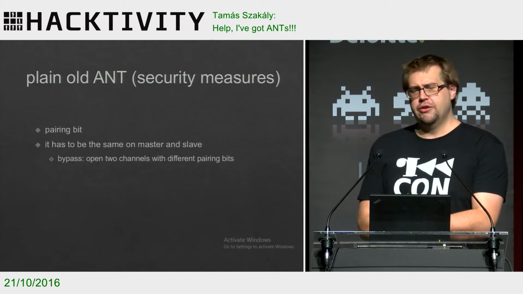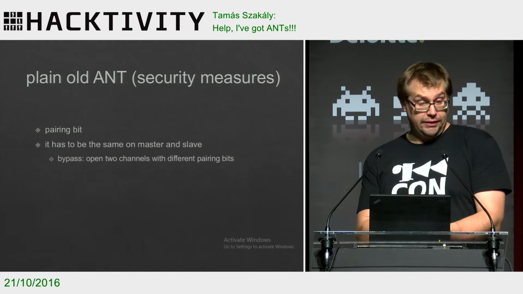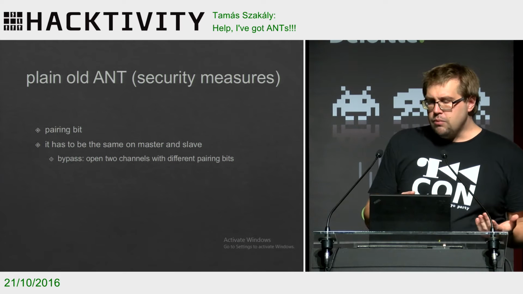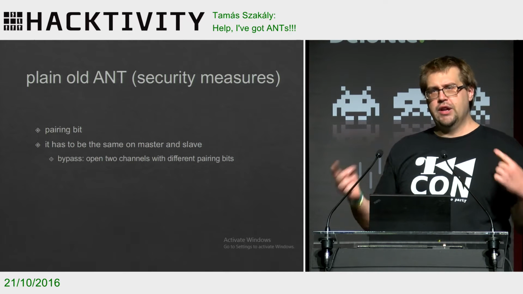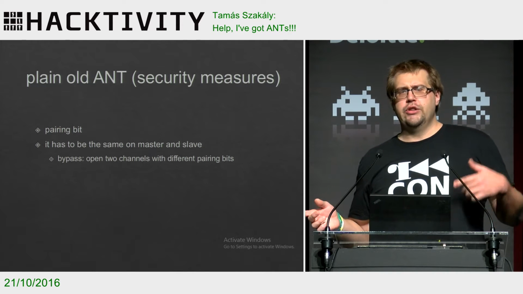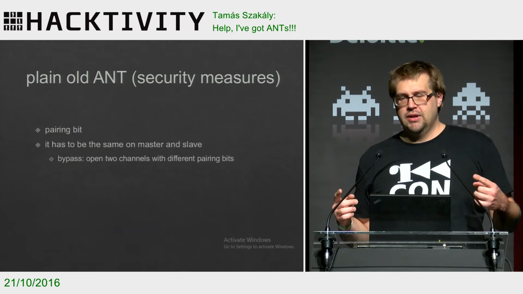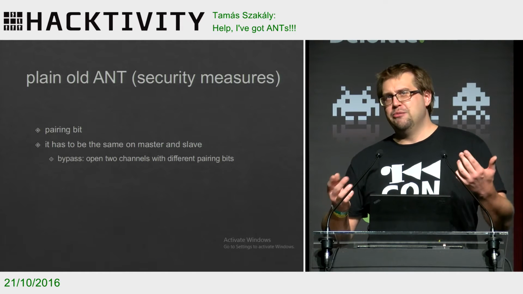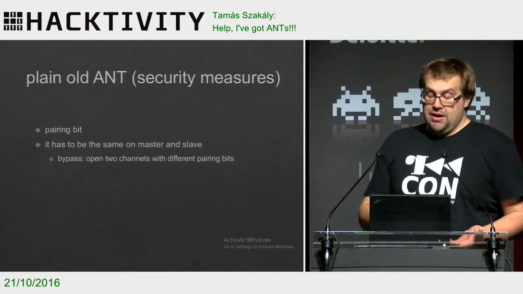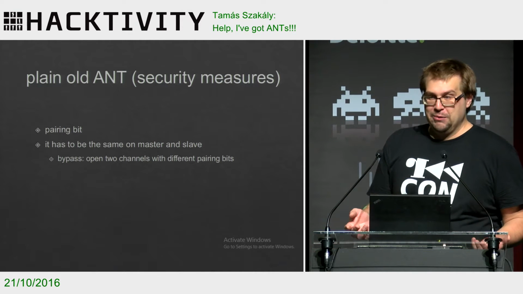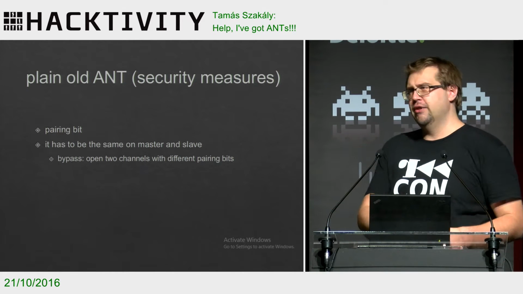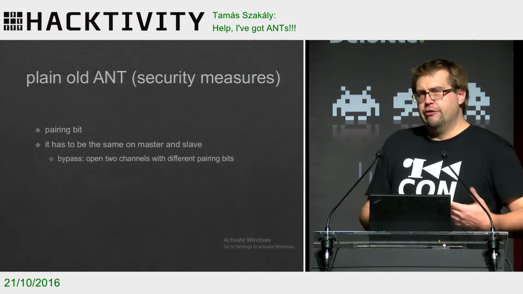Okay, what other security measures are in ANT? There's a pairing bit. It is used when establishing the channel between two nodes. Two nodes can only communicate with each other if they have the same pairing bit. It does not have to be on, it just has to be the same. So it is fairly trivial to circumvent this protection, because if you start two channels, one with the pairing bit off and one with the pairing bit on, then one of them will succeed.